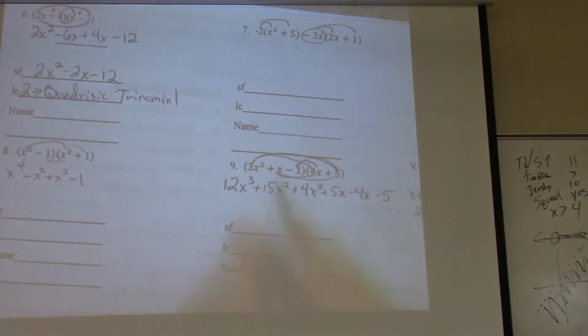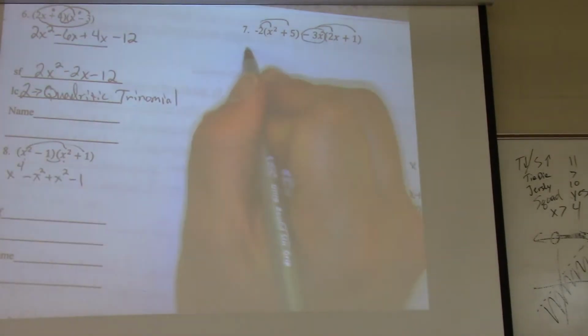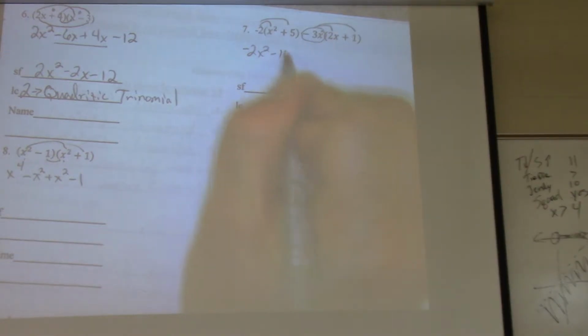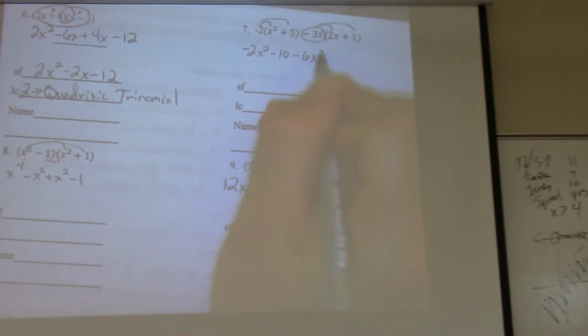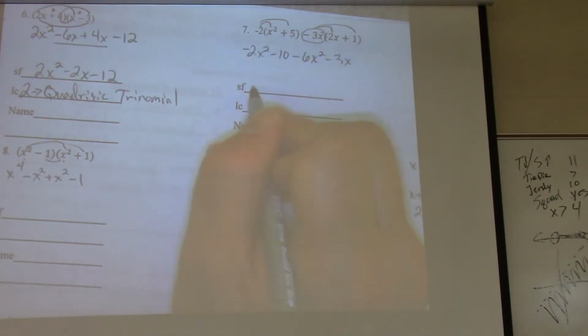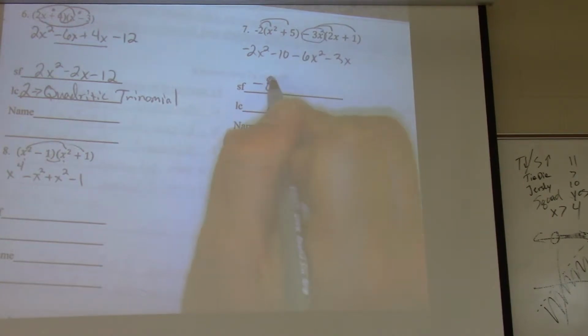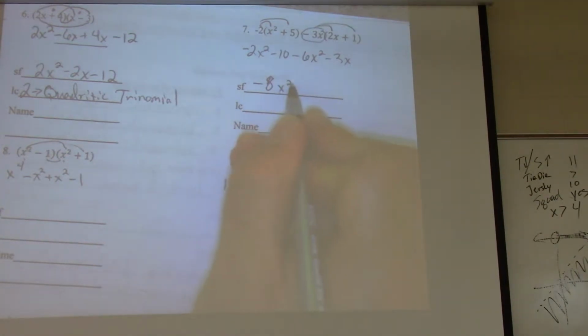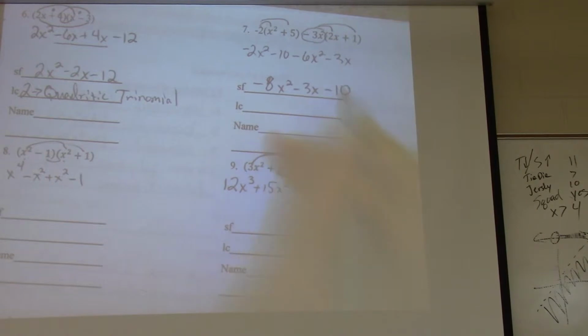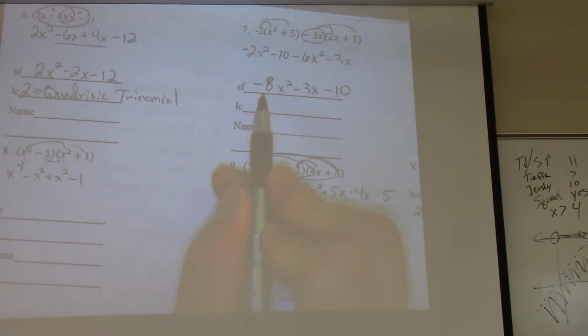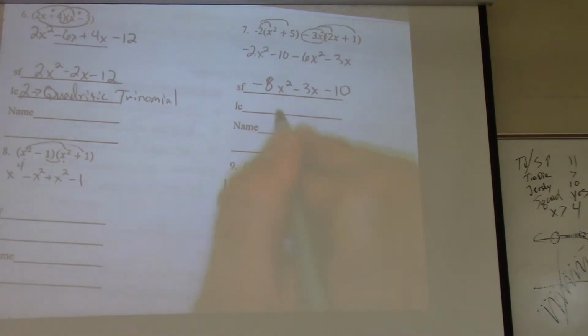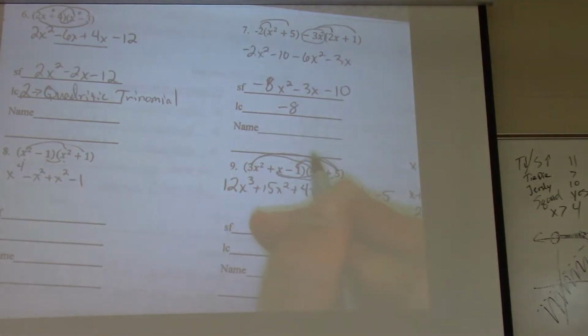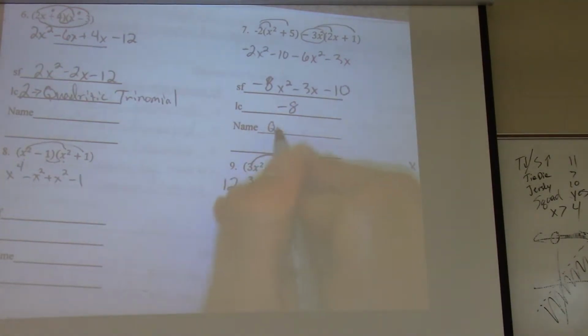Okay. For number 7, I've got to distribute: negative 2x squared minus 10, minus 6x squared minus 3x. Write it in standard form. I should have negative 8x squared minus 3x minus 10. Fix it if you don't have that. I'm wondering if some people maybe had a 4 or a negative 4 here if they forgot that. So the leading coefficient is negative 8, and the name is a quadratic trinomial.